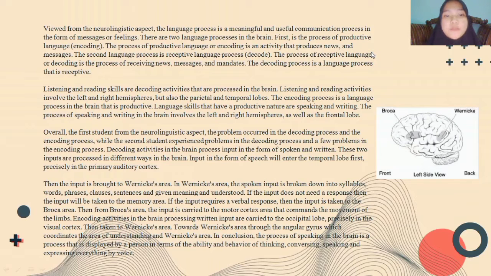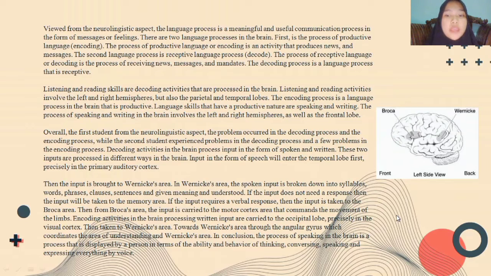Decoding activities in the brain process input in the form of spoken and written language. These two inputs are processed in different ways in the brain. Input in the form of speech will enter the temporal lobe first, partially in the primary. Then the input goes through the auditory cortex. Then the input goes through the learning area. In the learning area, the spoken input is broken down into syllables, words, phrases, clauses, and sentences, and given meaning and understood.